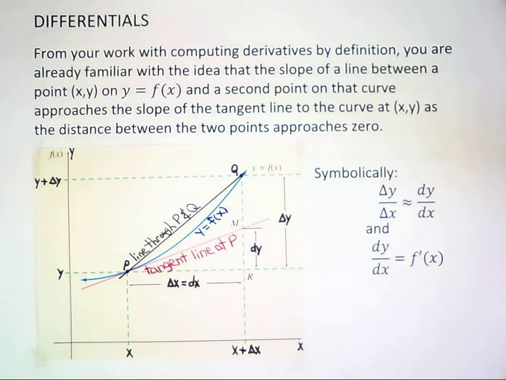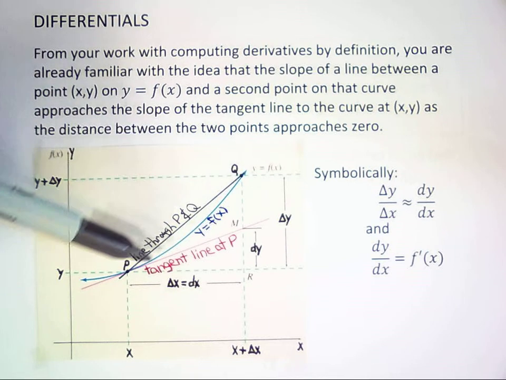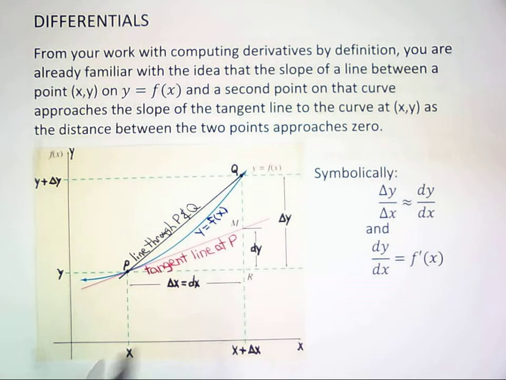Now we want to discuss the concept of a differential. And I just want to motivate this a little bit. I begin by saying that from the work you've already done with computing derivatives by definition, you should be familiar with the idea that the slope of a line between a point on a curve, say this point P, and a second point Q, approaches the slope of the tangent line, this one in red, as the two points P and Q get closer and closer together.